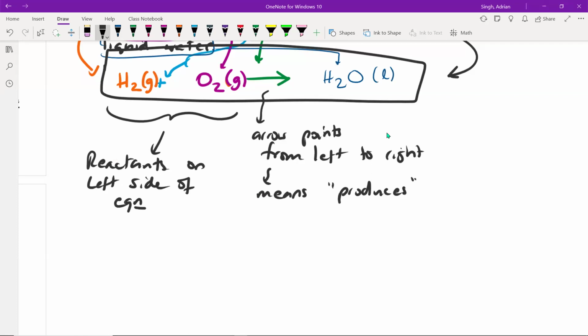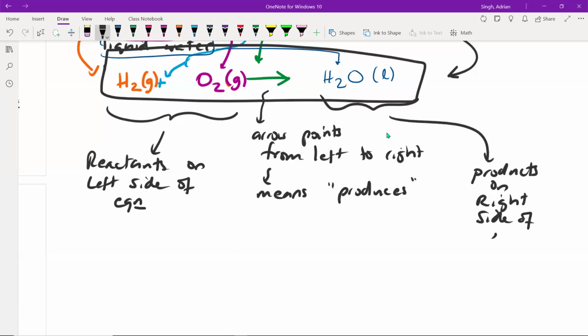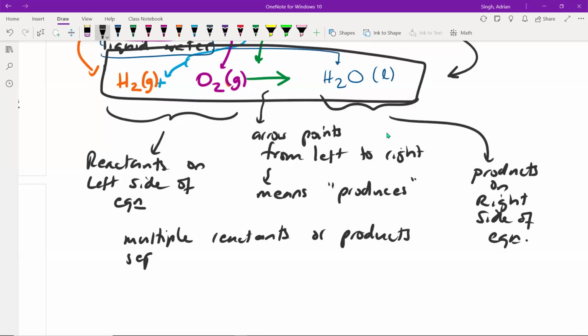And then on the right side of the equation, we have what are known as products. So products are on the right side. The reactants on the left react together to produce products on the right. If you have multiple reactants or products, separate them.